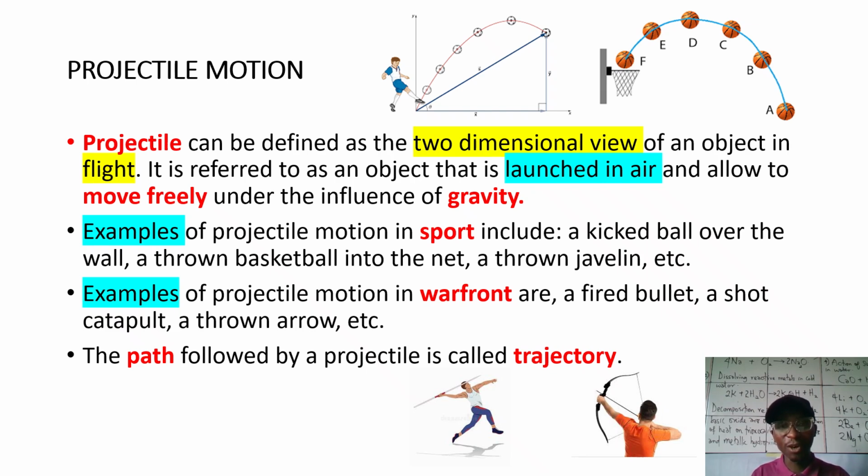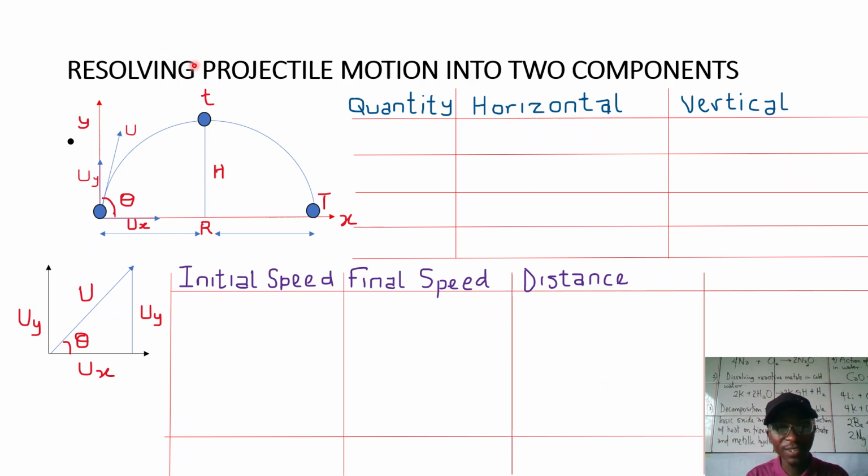If this is clear enough, let's move to the next slide, where we shall be looking at what is happening to the vertical and horizontal motion that a projectile is covering. Alright, learners, on this slide, we shall be resolving projectile motion into two components, which are the horizontal component and the vertical component. And there is a graph of a projectile.